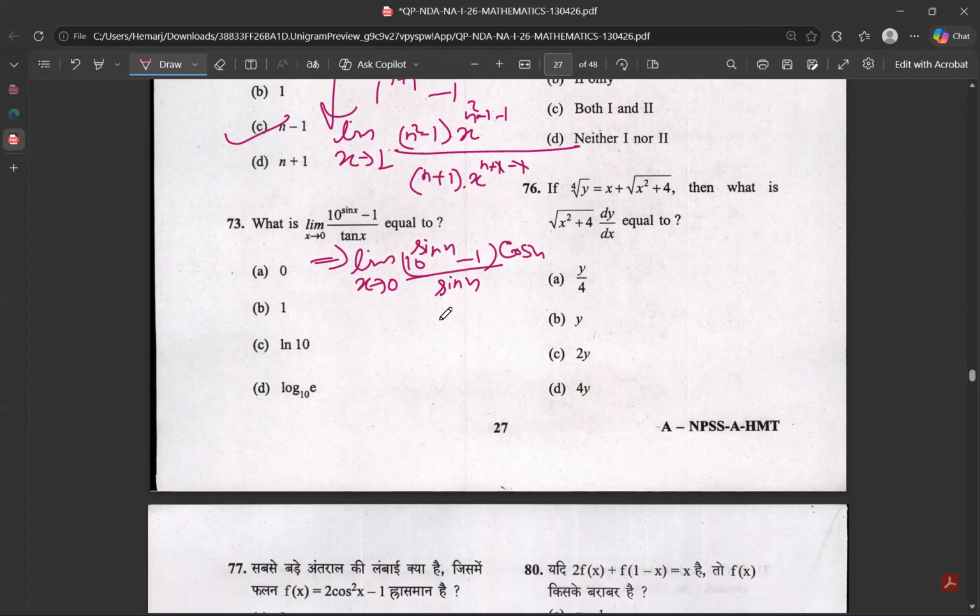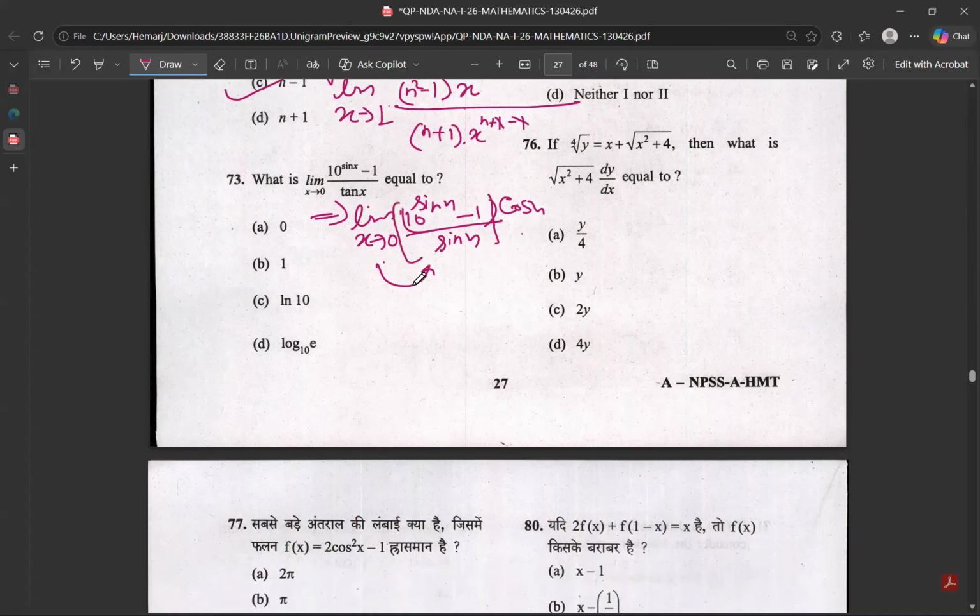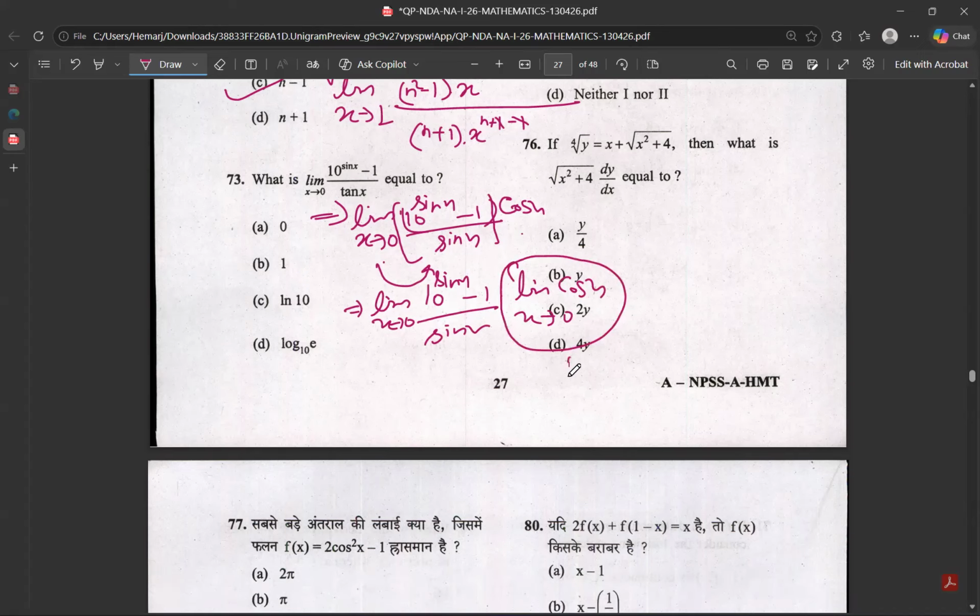See, if it is like limit x tending to something f(x) into g(x), so we can separate this limit. One time this limit will be on this function and another this limit will also get separated for cos x. So this whole, first, let me write it, limit x tending to 0, we can also write it like (10 to the power sin x minus 1) divided by sin x into limit x tending to 0 cos x. As you know, when you put x equal to 0, this is cos 0 and cos 0 is 1. So this whole is equal to 1.